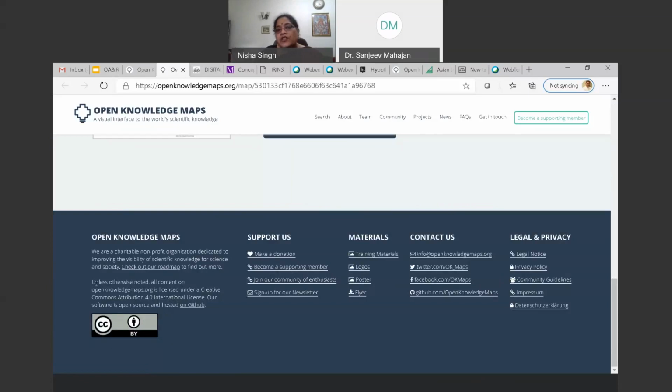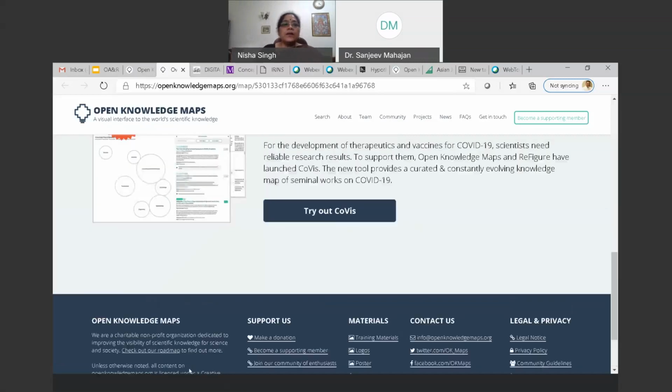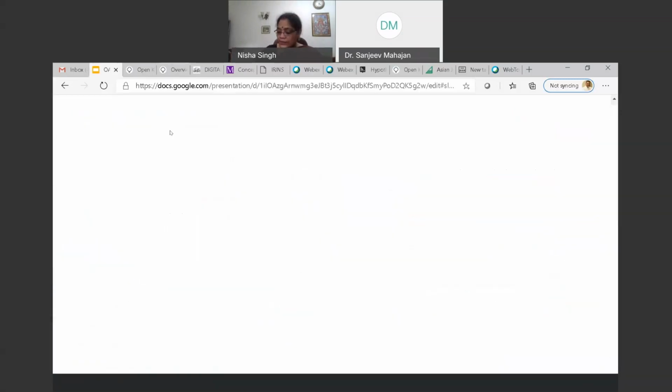We are a charitable non-profit organization dedicated to improving the visibility of scientific knowledge for science and society. Then they ask you to make donations, they ask you to become a supporting member. ये तो जब आप उसमें interested हो जाते हैं तो फिर sky is the limit for you. But to begin with, it is CC BY. Means आप यहाँ का जो knowledge है, यहाँ से जो आपको मिलता है, वो आप use कर सकते हैं, reuse कर सकते हैं, commercial के लिए भी use कर सकते हैं, and so on and so forth. So basically sharing it with you, this I have already shared.